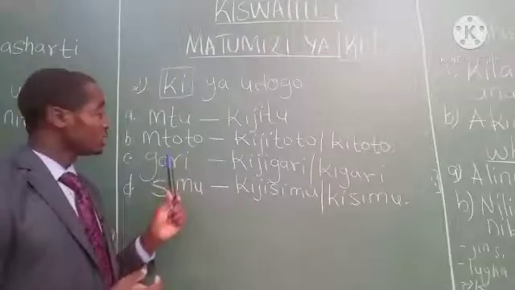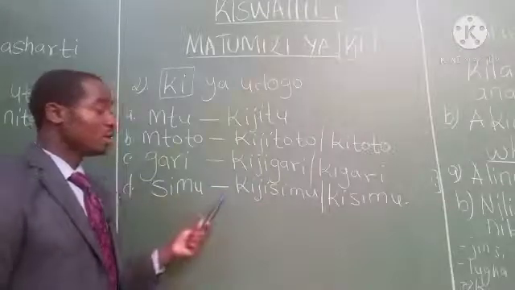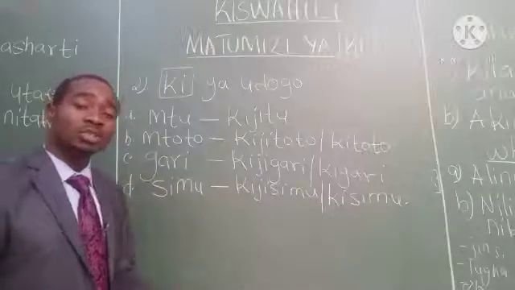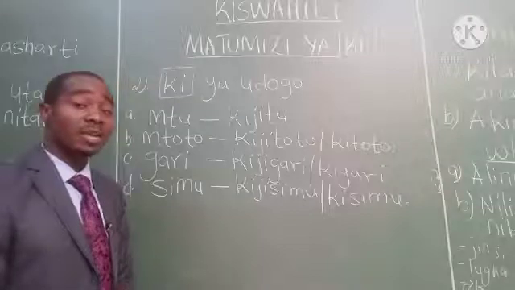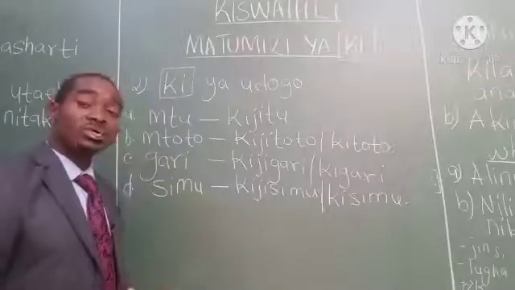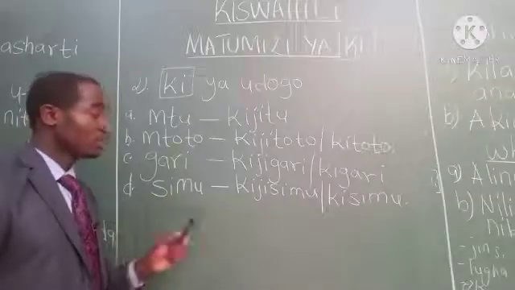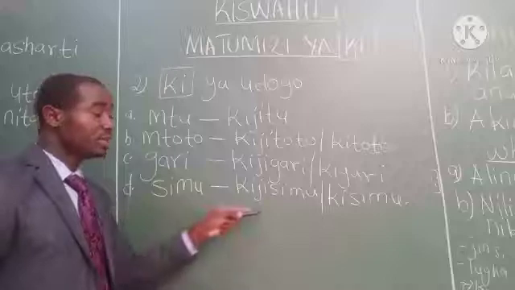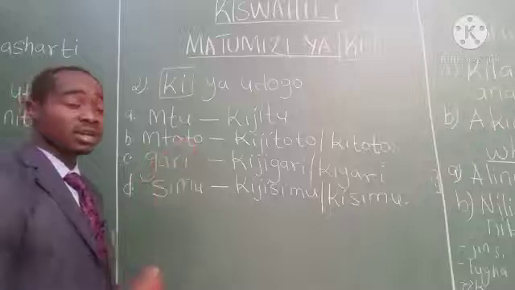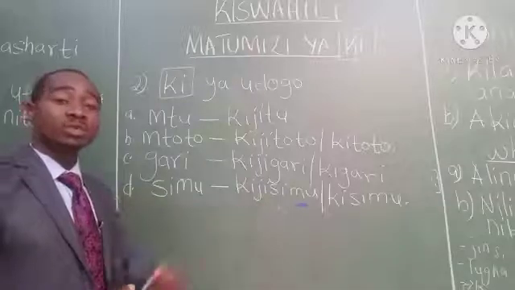Gari. So back to our lesson. Gari, kijigari or kigari. So a small car, you say kijigari, kigari, and you love it, you praise it. Kigari changu, my small car, kijigari changu. Kigari changu ni kipya, my small car is new. Okay. Simu, telephone. Kijisimu or kisimu, you can hold it in your hand, you can do this and it disappears. See, simu, kijisimu or kisimu, like this.